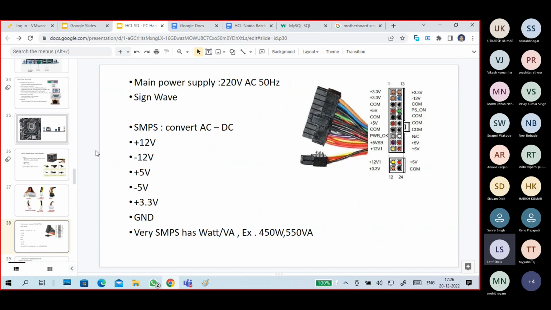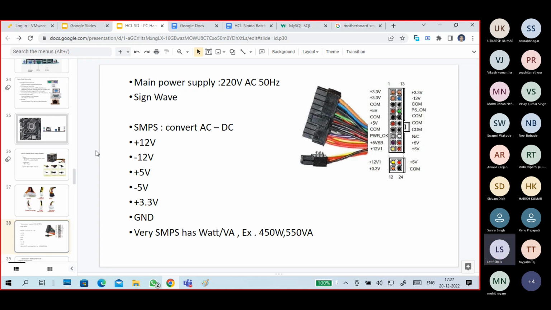Guys, the main power supply is 220 volts AC, 50 Hz frequency. If you are in the US, it is 110 volts, 60 Hz frequency. The SMPS has a connector. This is the main ATX power connector that it is showing.